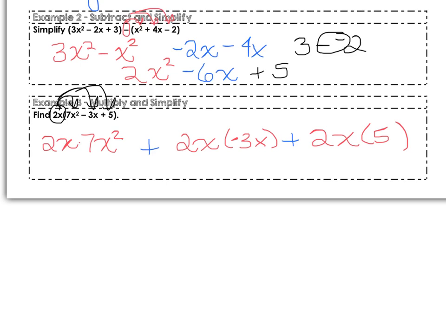So first guy, 2x times 7x squared gets me 14x to the third, okay? 2 times 7 is 14. And an x times an x squared gets me x cubed. Now over here I have 2 times negative 3 giving me a coefficient of negative 6. And x times x is going to get me x squared. Okay? And then the last guy we have is 2x times 5, which gets us 10x.